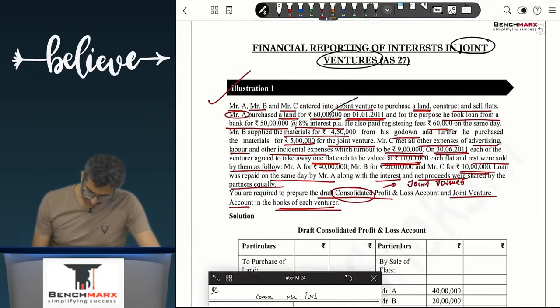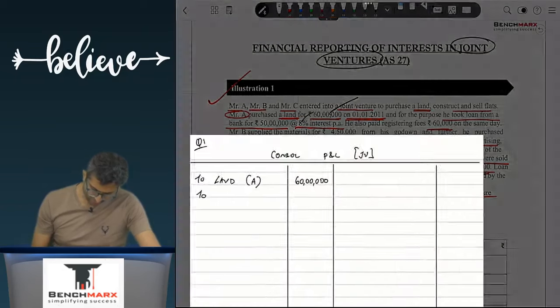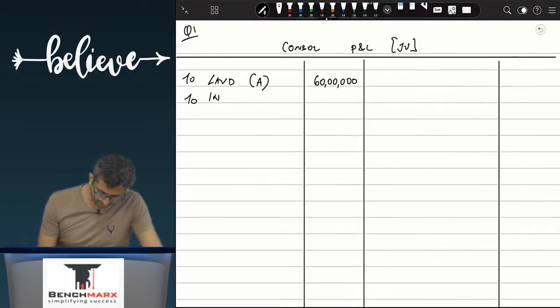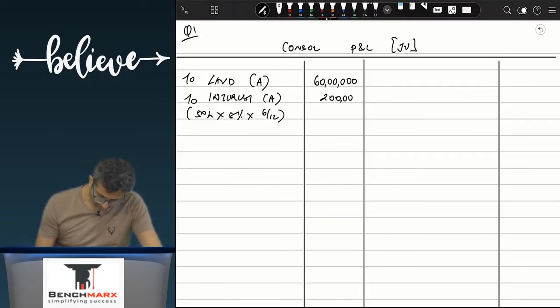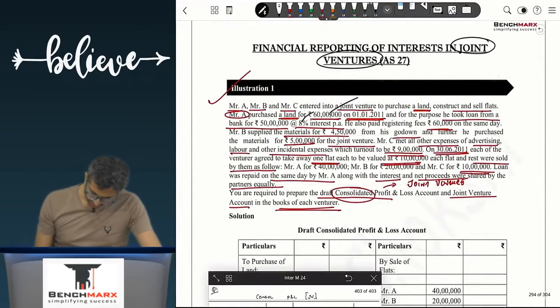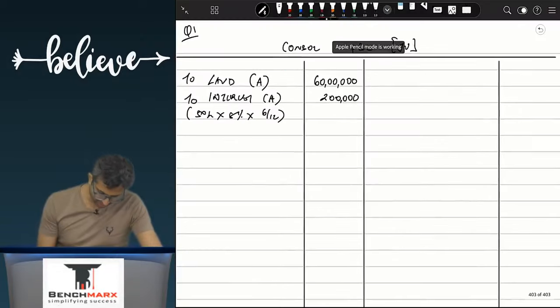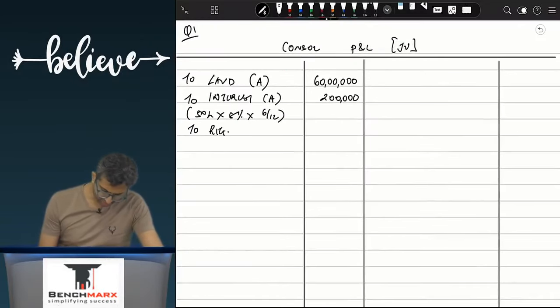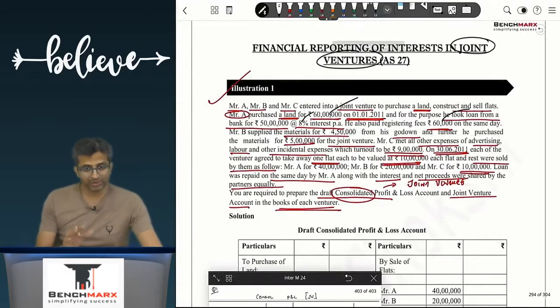He took a loan, that's fine, and he paid interest at the rate of 8%. If you want, you can say interest here as well. Again, this is paid by A. Working would be 50 lakhs into 8% into 6 by 12. Comes to how much? 2 lakhs. Apart from that, he also paid a registration fee of 60,000 on the same day. Registration fees. This is a cost for the joint venture. But who paid? A. So all of this, A is paying on behalf of the venture.